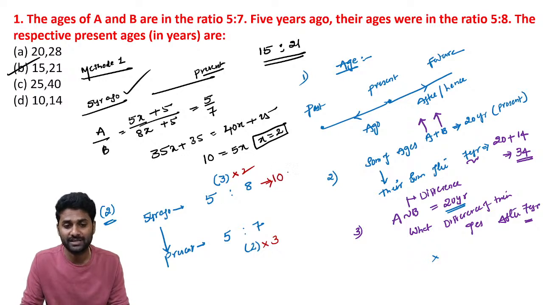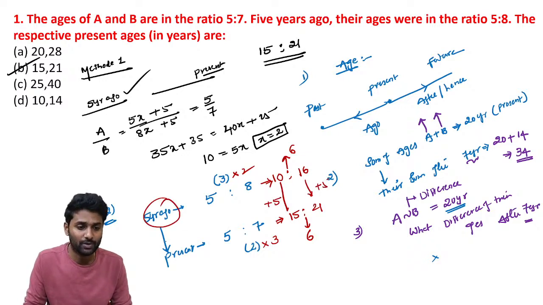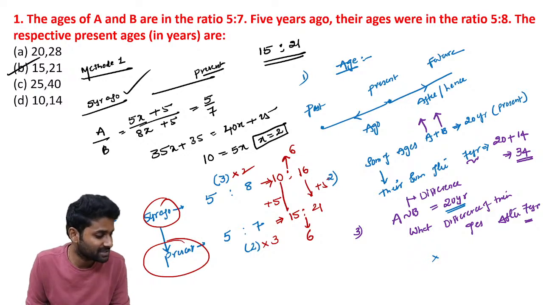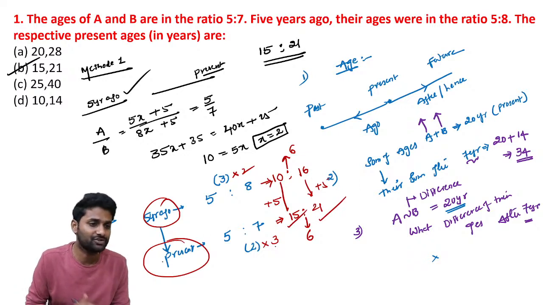5 into 2 is 10, 8 into 2 is 16. Again, 5 into 3 is 15, 7 into 3 is 21. Now you can get the common difference. 10 becoming 15 is plus 5, 16 becoming 21 is plus 5. Now you already know that from 5 years ago to the present, the age difference is also 5 only. Then it satisfies our condition. Directly you can consider that the present ages of A and B are 15 and 21.